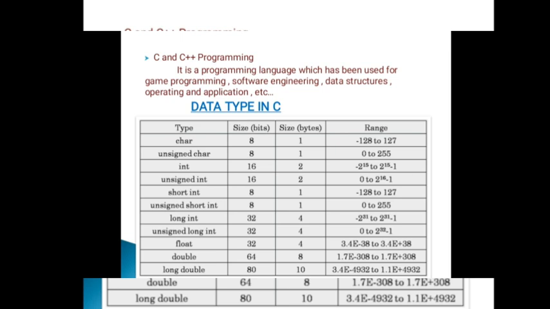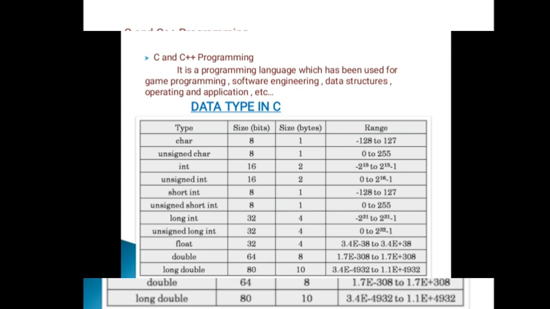For integer it is 16 bits, that means 2 bytes, and range is -2 power 15 to 2 power 15 minus 1. And unsigned int, this is also 16 bits and 2 bytes, but range is 0 to 2 power 16 minus 1. Short int, this is 8 bits, that means 1 byte, and ranging from -128 to 127, which is similar to character.